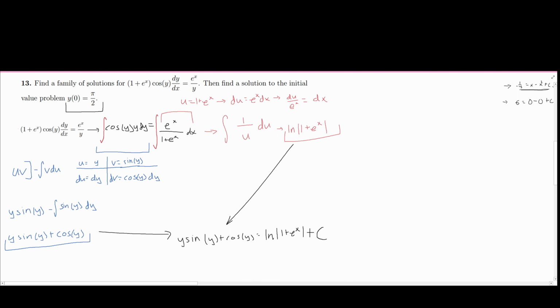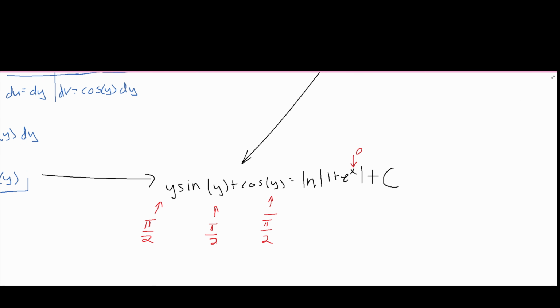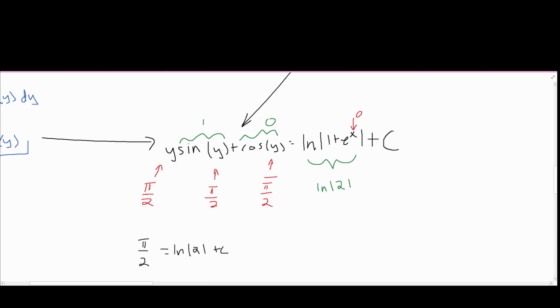Now our points are 0 for x and y is equal to pi over 2. I'm going to plug these in here. So now that we have that, we can see that sine of pi over 2 is 1. So this is going to be 1. Cosine of pi over 2 is 0. So this is going to be 0. This e to the x to the 0th power is just going to be 1. So this is going to be ln of 2. This equals pi over 2 equals ln 2 plus c. So that means c is going to be equal to pi over 2 minus ln of 2.